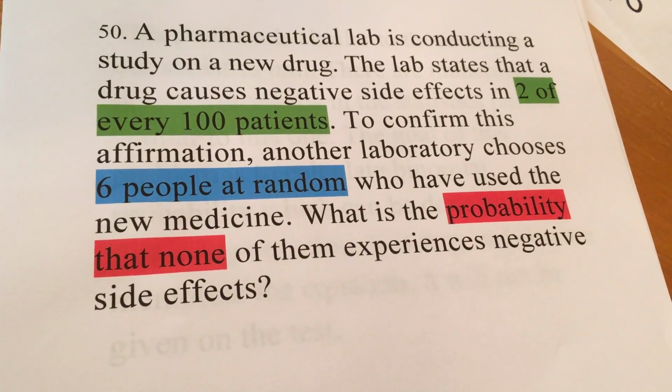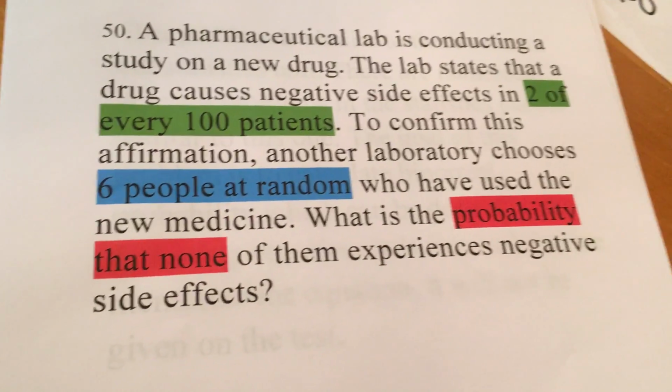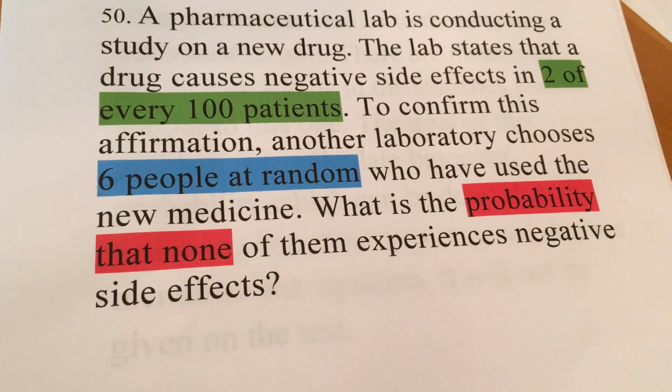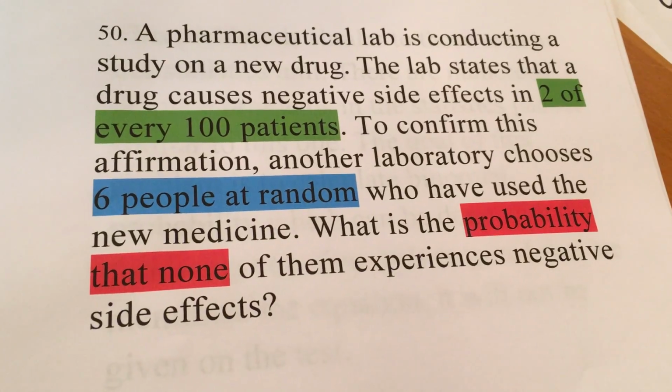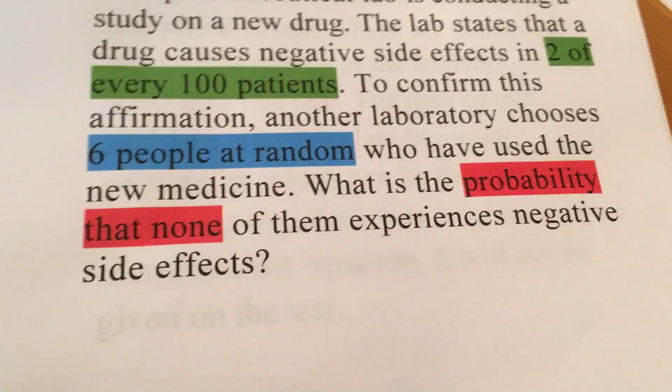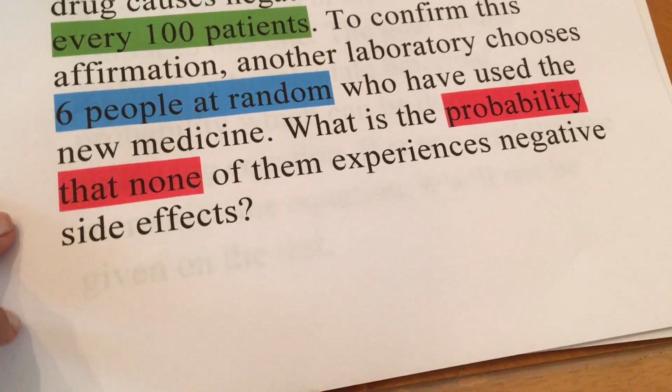A pharmaceutical lab is conducting a study on a new drug. The lab states that a drug causes negative side effects in 2 out of every 100 patients. To confirm this affirmation, another laboratory chooses 6 people at random who have used the new medicine. What is the probability that none of them experience negative side effects?